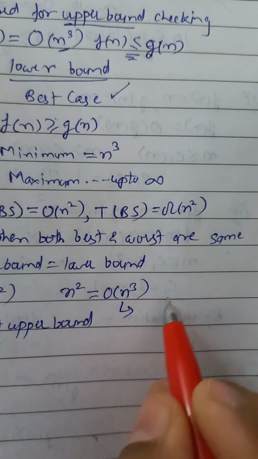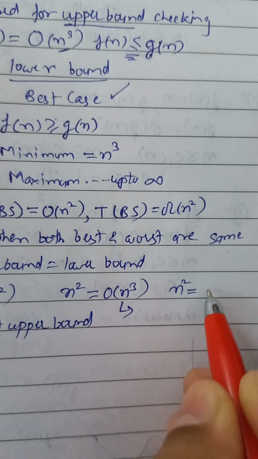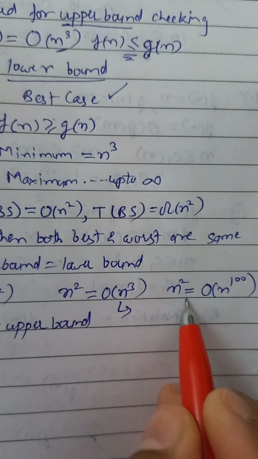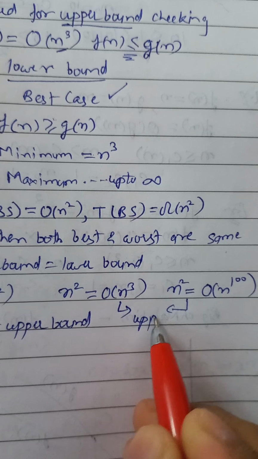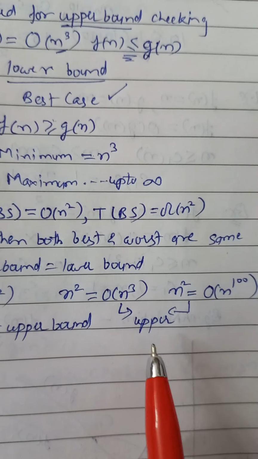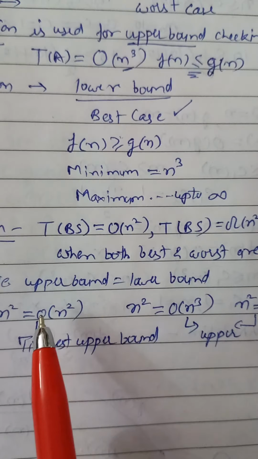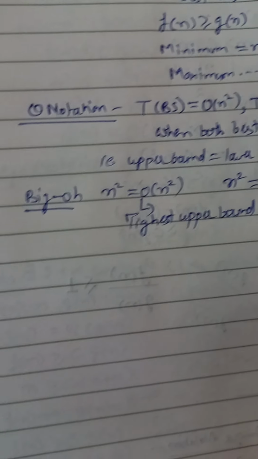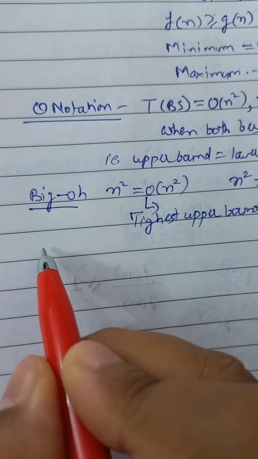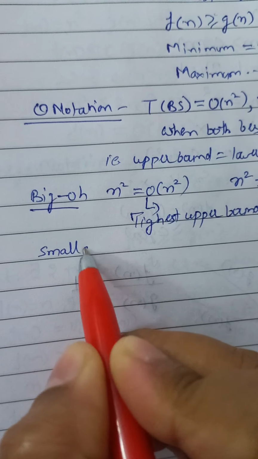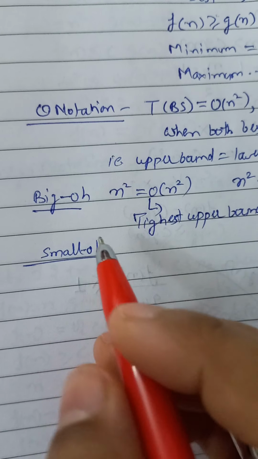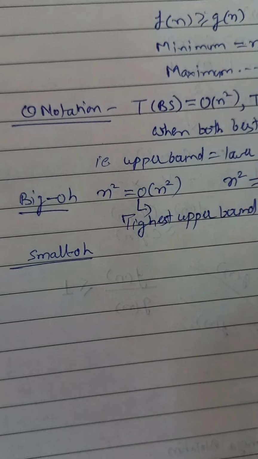And in a similar way, suppose we have n square is equal to big O of n to the power 100. This is also an upper bound but not tight; it is just an upper bound, not the tightest upper bound. So what should we use for this? We use small o. Instead of big O, we use small o. So what is the condition for small o?